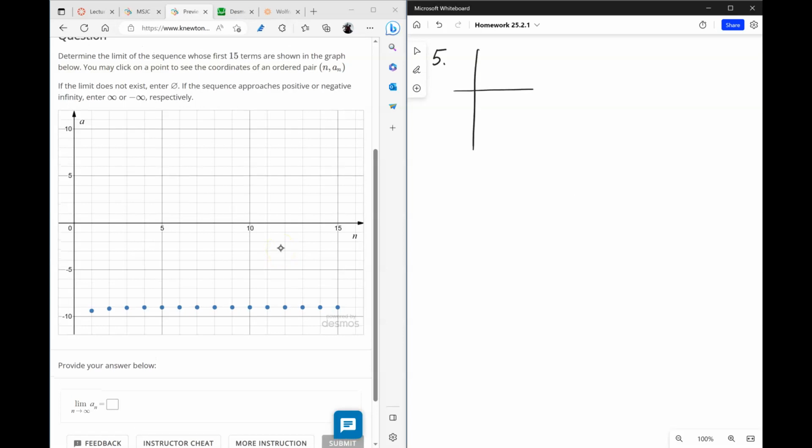Very similar problem. Here, however, we have a pattern. It seems like everything approaches -9. So we would say the limit of this sequence as n goes to infinity is -9.